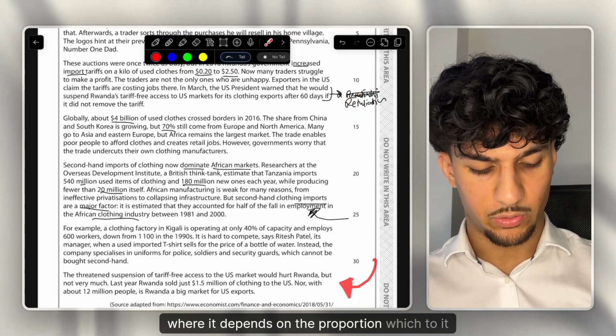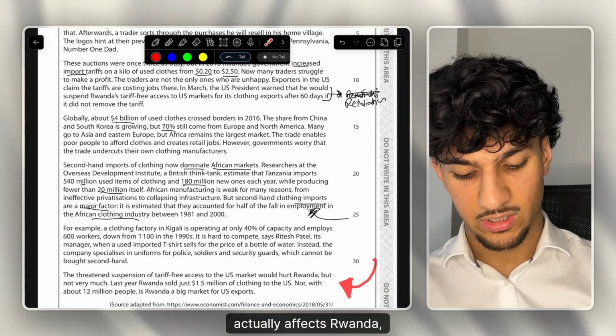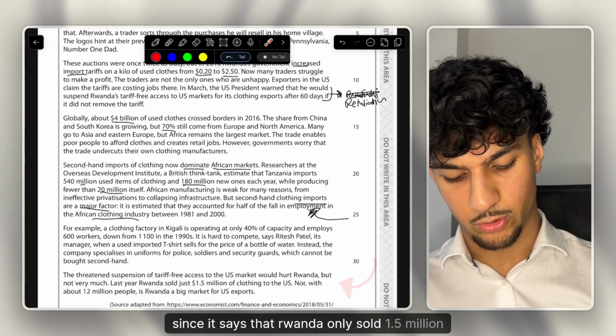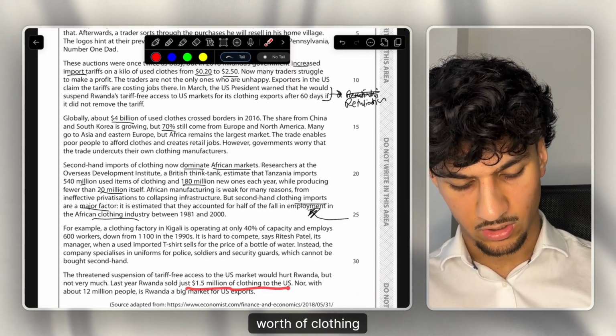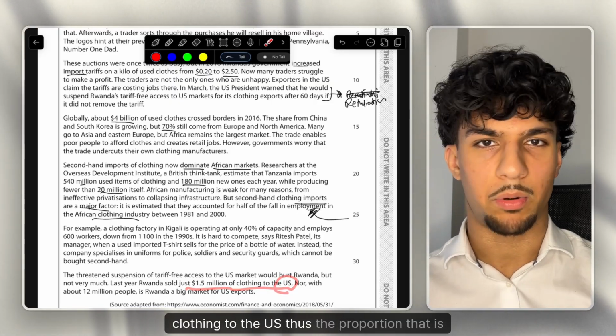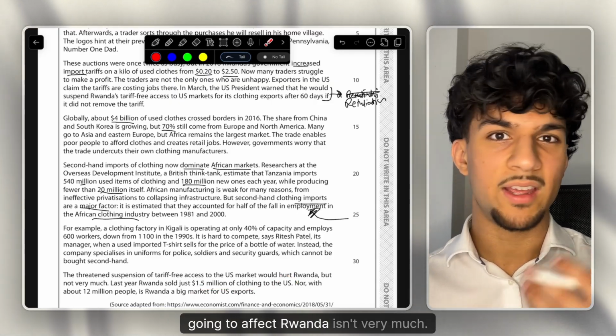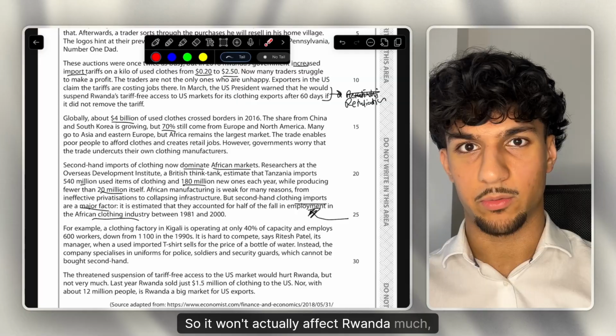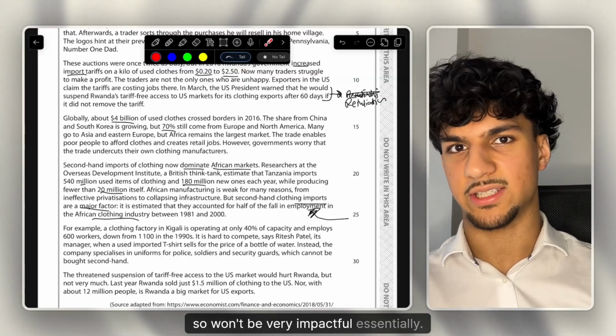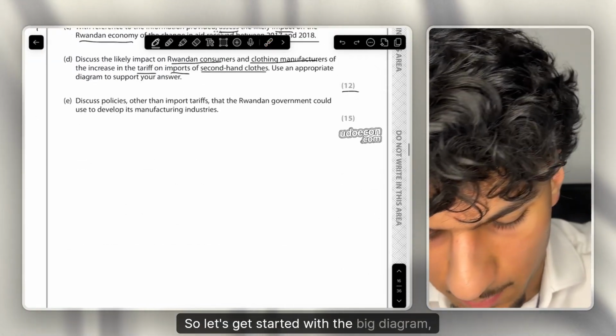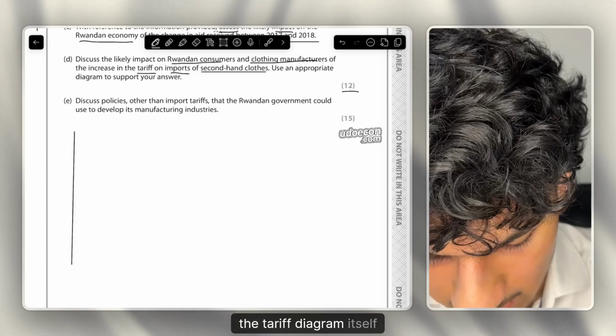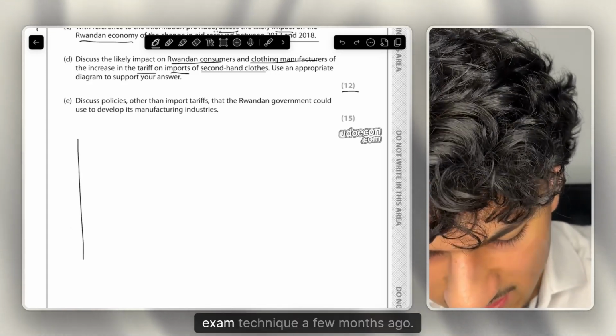it depends on the proportion which it actually affects Rwanda, since it says that Rwanda only sold 1.5 million worth of clothing to the US. Thus, the proportion that is going to affect Rwanda isn't very much, so it won't actually affect Rwanda much. So it won't be very impactful, essentially. So let's get started with the big diagram, the tariff diagram itself. And again, exam technique.